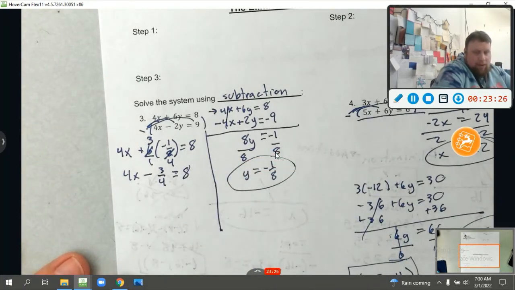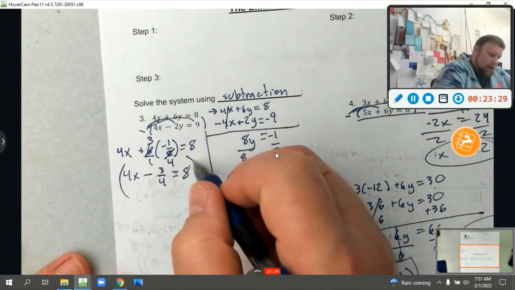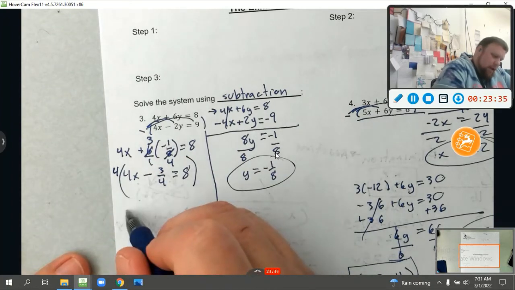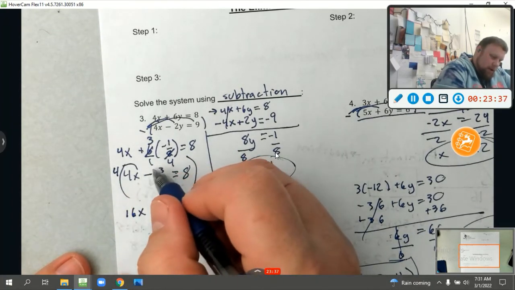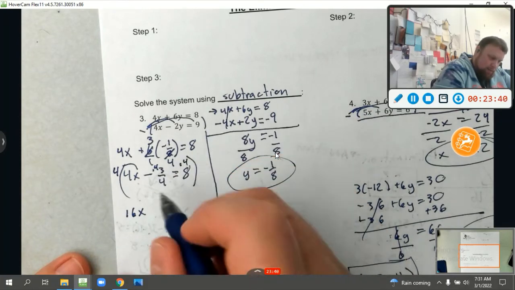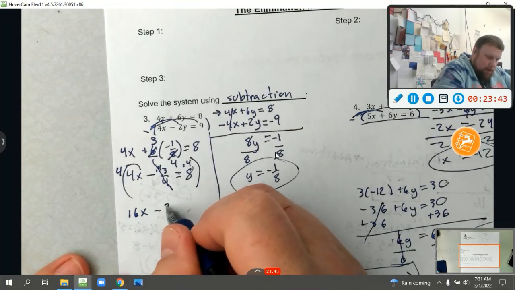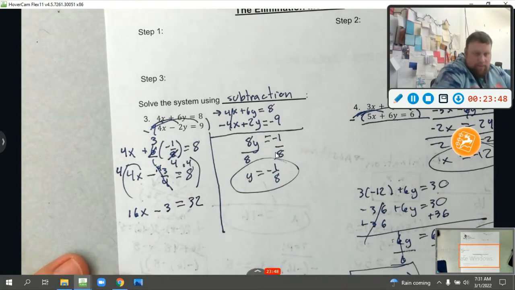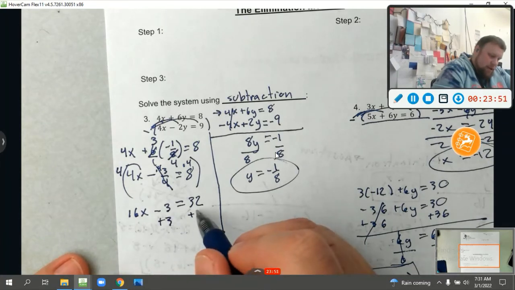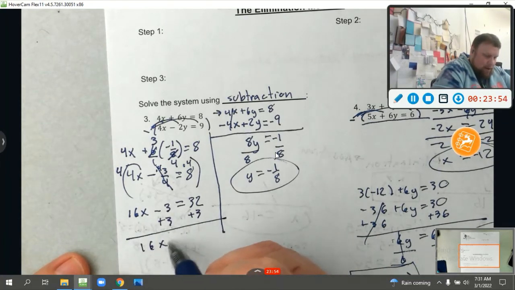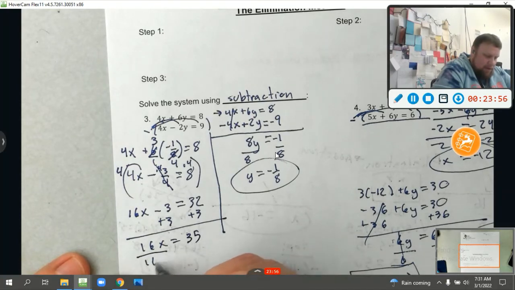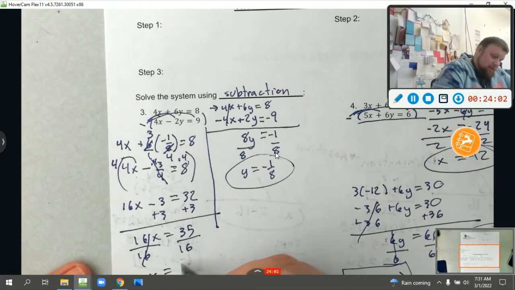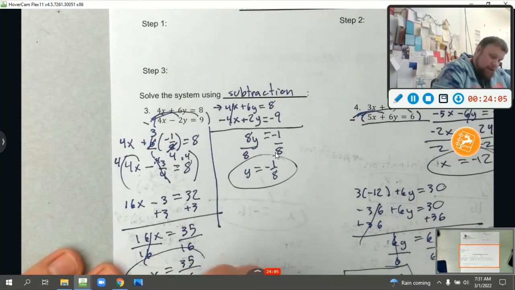Now, I still want to get rid of those fourths. So to do that, how do I get rid of a denominator of 4? I'm going to multiply everything times 4. And we get 16x. Got to distribute it, right? Times 4, times 4, times 4. These cancel out, so I'm left with minus 3 equals 32. So let's add 3 to both sides. Add 3. 16x equals 35. Divide both sides by 16. Divide both sides by 16. And that's where I'm going to leave it. X equals 35 over 16.